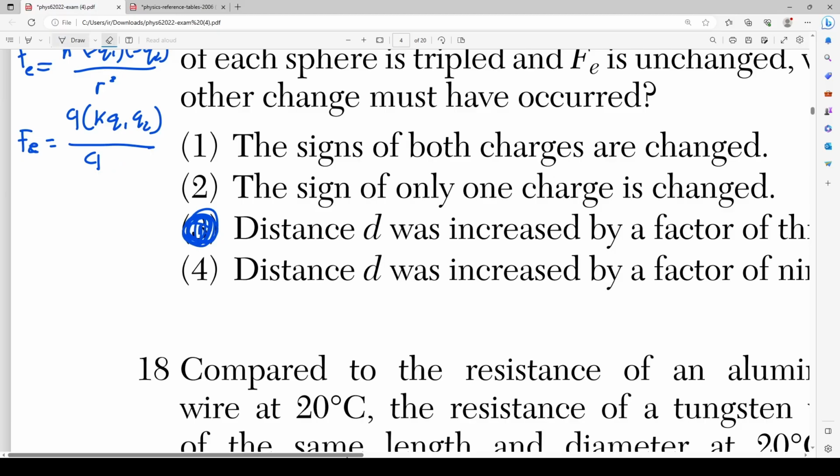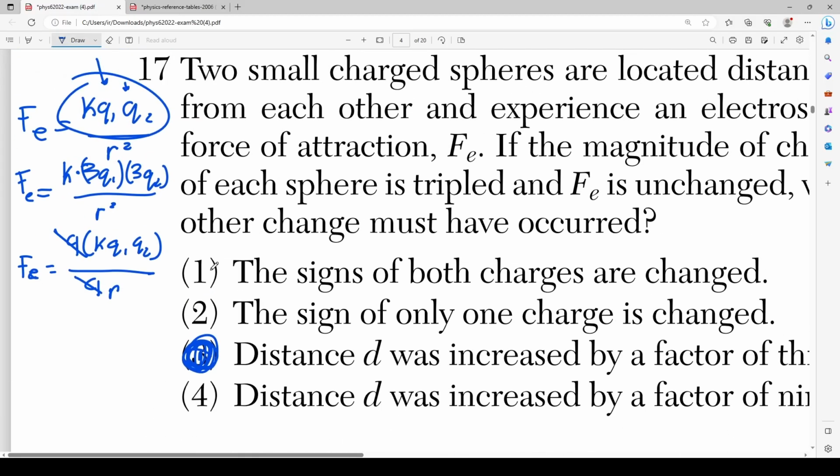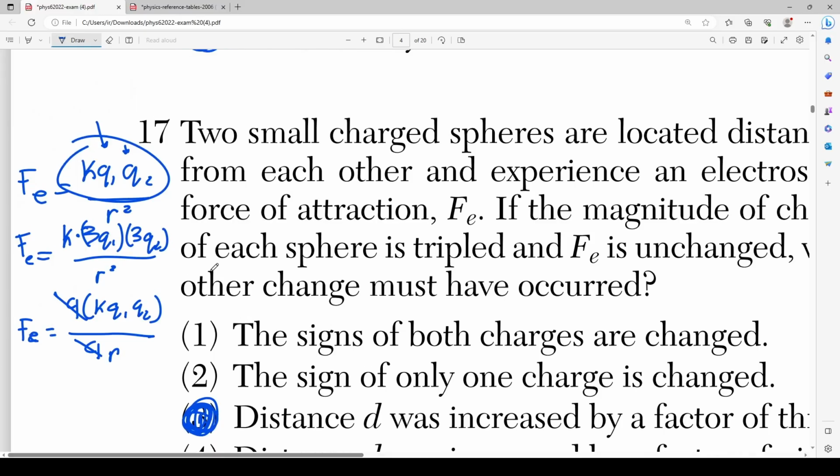So multiplying that by 3, or increasing it by a factor of 3, is going to make my denominator 9 times as great. Since I have a 9 in the numerator and a 9 in the denominator, they cancel out, and I'm left with my original formula. Fe is equal to k q1 q2 over r squared, and it's like nothing ever happened, because those two 9s cancel out and my Fe doesn't change.